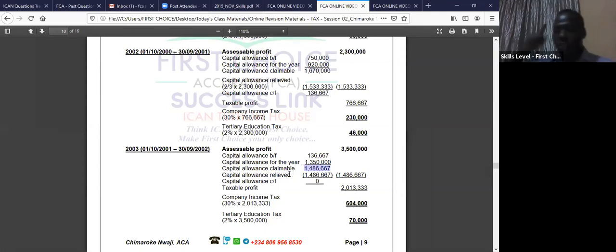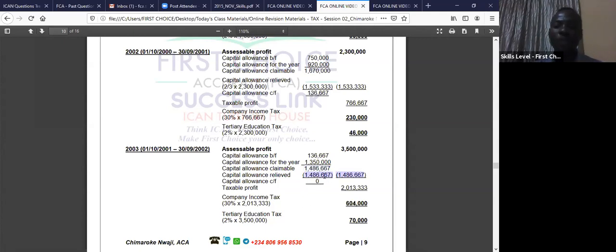Why? You will always do restriction. When you do 2/3 of 3,500,000, you will get something higher than this figure. So whenever you get something higher than this figure, there's no need to restrict again. Just use the whole of the capital allowance, because your aim was that your maximum should be 2/3 of assessable profits. So when the 2/3 is bigger than this, you don't do restriction. So you take everything. So you see, it has a double effect.